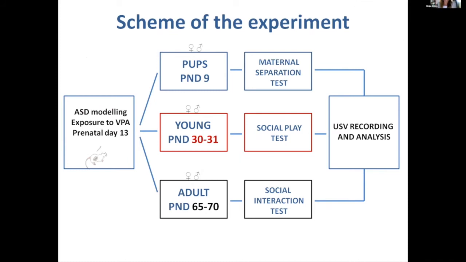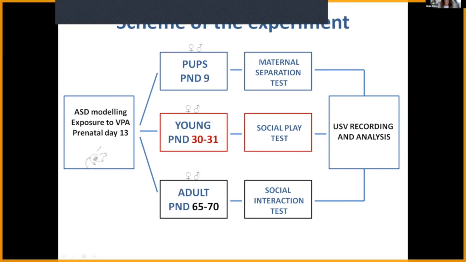The VPA model of autism spectrum disorder is one of the most widely used animal models of autism spectrum disorder, but there is little known about communication deficits in this model. So we performed a longitudinal study to characterize these social communicative deficits in this model. Here we recorded pups during the maternal separation test, young rats during social play test, and adult rats during social interaction test. All of the experiments were carried out on normal as well as VPA exposed rats.